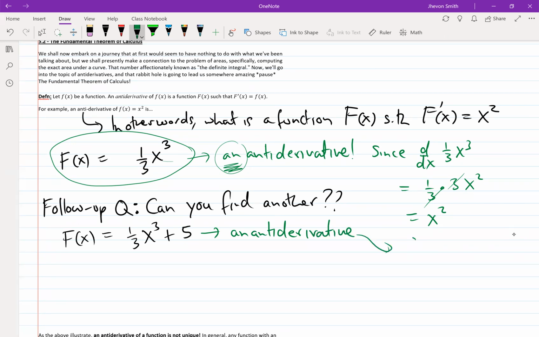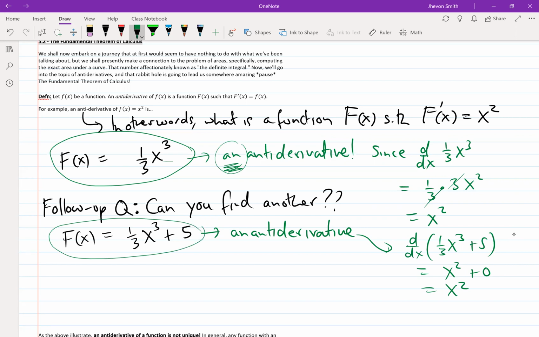Well, if I were to differentiate 1/3 x cubed plus 5, then the derivative of this part is x squared. The derivative of that part is 0. So I get x squared. So this is a function that if I differentiate it, I get x squared. It's an antiderivative. Could you come up with another one?